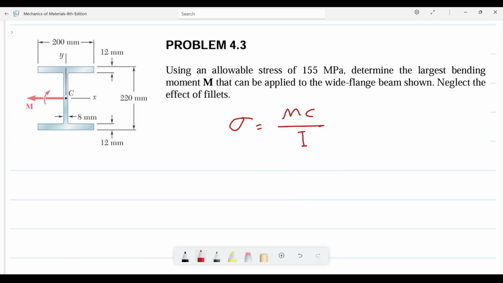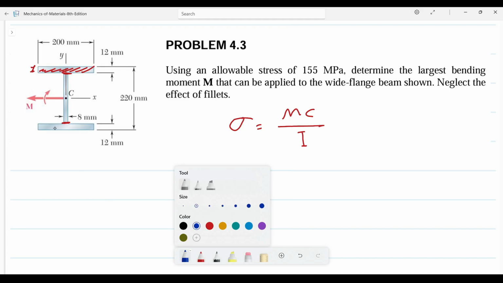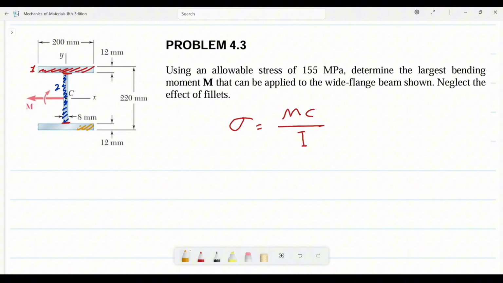To get the moment of inertia of this I-beam, we'll split it into three sections and simply add up the moment of inertia for each one. First part is this one. Second one is that part, 2, and that's the third part.